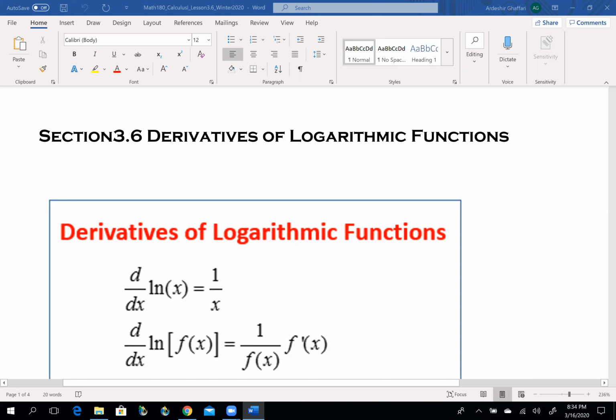Hello, everyone. Now I'm going to teach section 3.6, derivative of logarithmic functions.